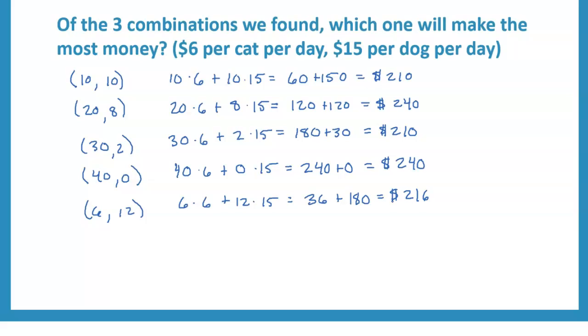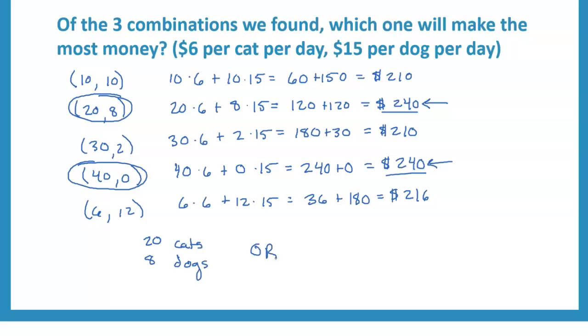So which of these options are the best for their mix of cats and dogs? Looks like that one is 240 and that one is also 240. So those have the same profitability. So either 20 cats and 8 dogs or 40 cats and 0 dogs. Either of those would be good options. So we could recommend either one of those.